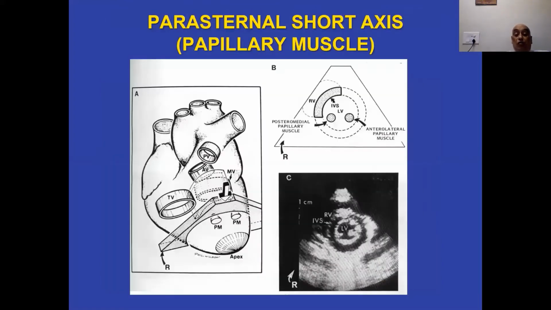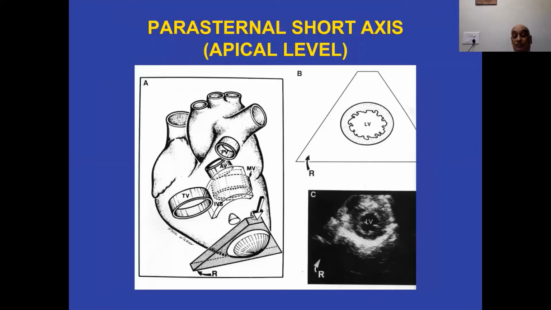So this is now at the papillary muscle position. The papillary muscle is at the level of the mid-ventricle, so the mid-ventricular segments are going to be seen. You can see that the wedge is going to cut the papillary muscle level, and you're going to get the mid-LV. Then you can cut at the apex. The apex is a nondescript structure between the papillary muscles and the tip of the left ventricle.